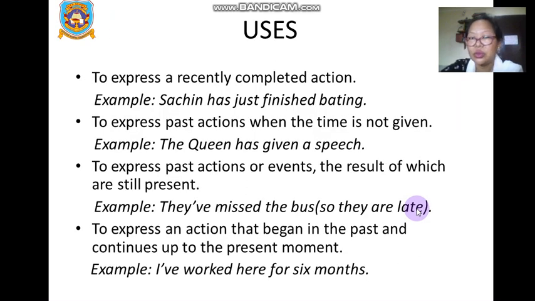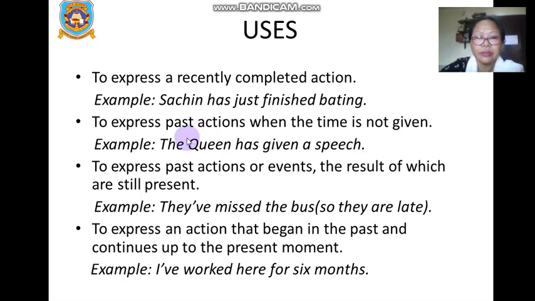Uses. When do we use present perfect tense? We use it to express a recently completed action, like Sachin has just finished batting. We use it to express a past action when the time is not given, not mentioned, not defined. The Queen has given a speech. We don't know the time.